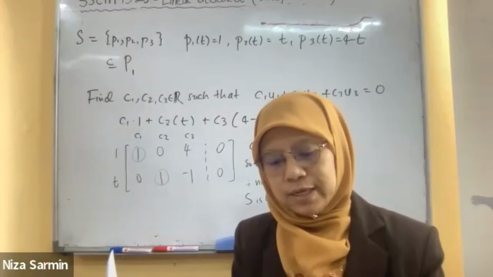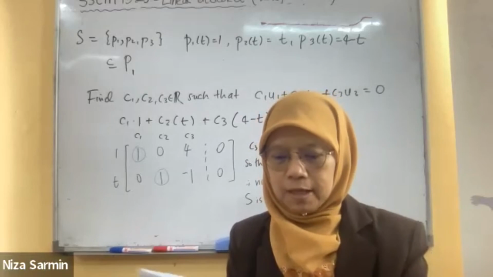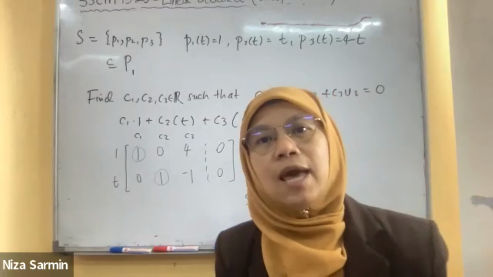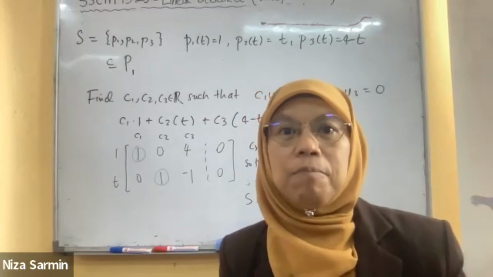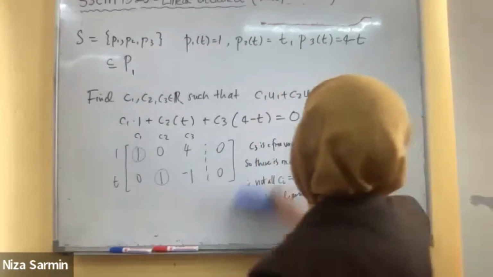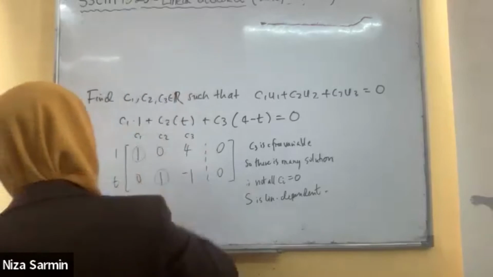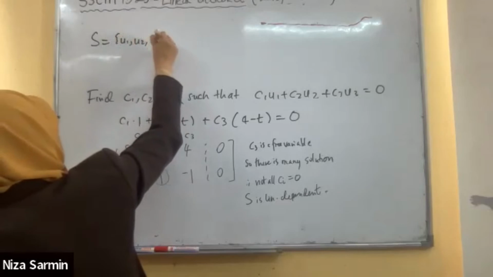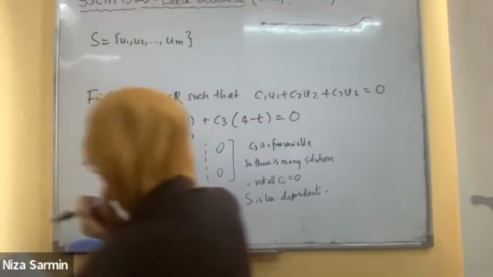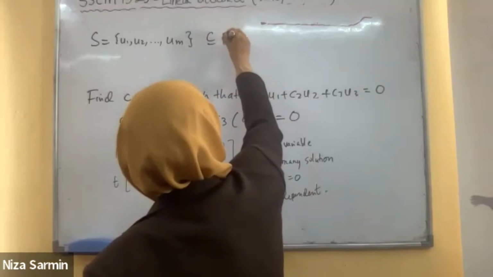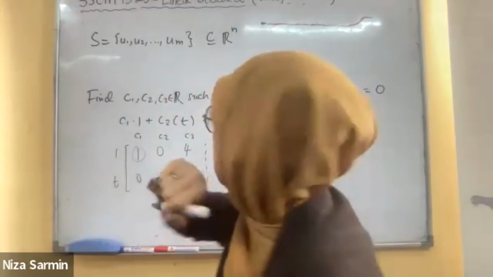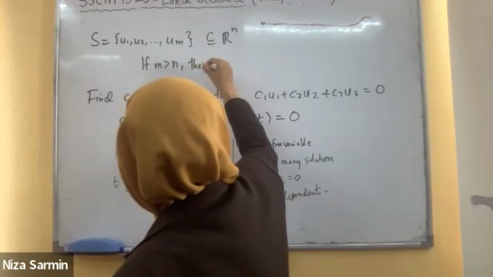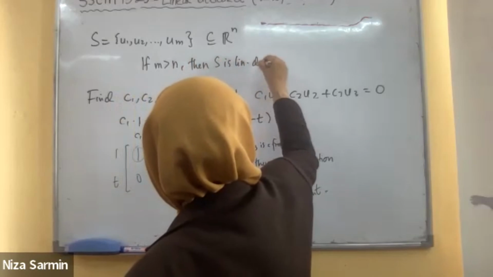I have one more for R3, okay. Theorem 3.3. If you have m number of vectors in S and m is bigger than n, this is what I just mentioned earlier. S is u1, u2 until um. Okay. I talk about Rn first. If m is bigger than n, then S is linearly dependent.